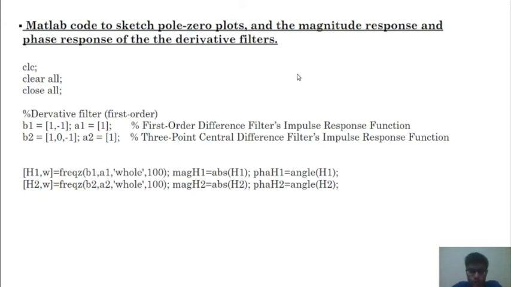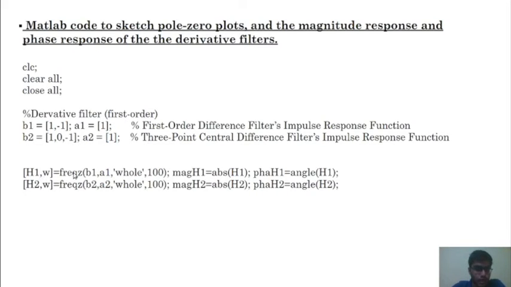Now in order to verify the same thing, we used MATLAB. These are the basic commands as I said earlier, and again b1 and a1 are the numerator and denominator respectively for the first order difference filter, and b2 and a2 are the numerator and denominator for the 3-point central difference filter. This is due to 1 minus z to the power minus 1, and this is due to 1 minus z to the power minus 2. And this is just dividing by 1. We are not multiplying with any factor other than 1.